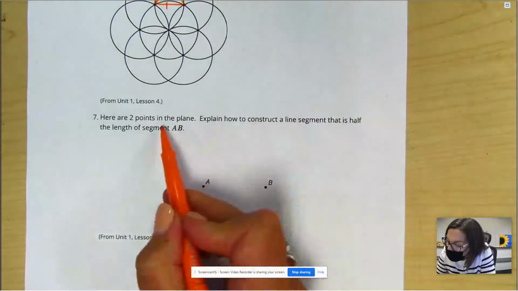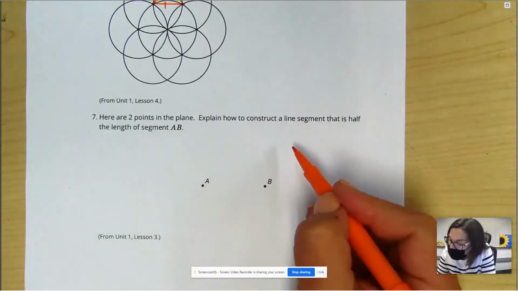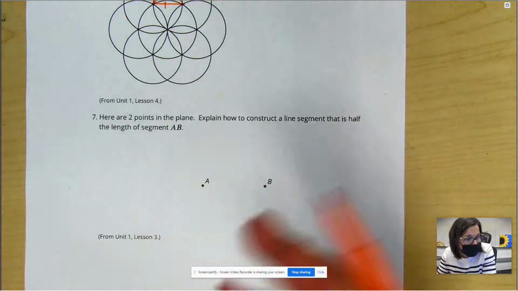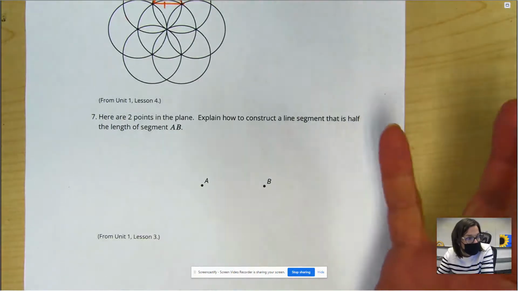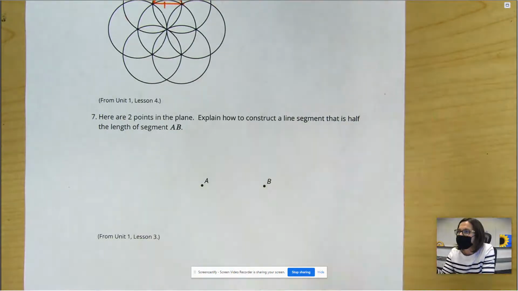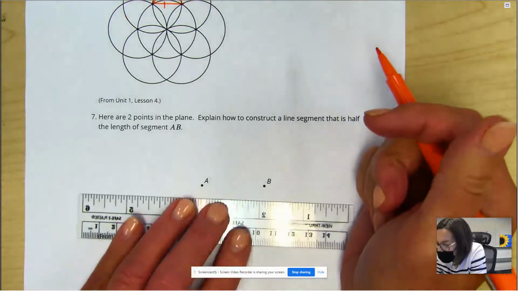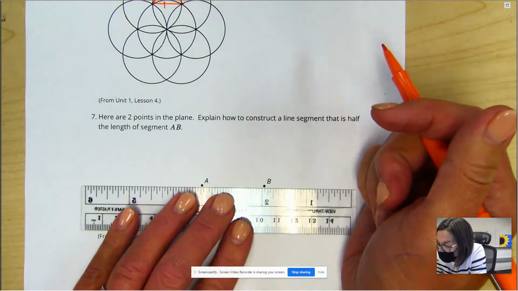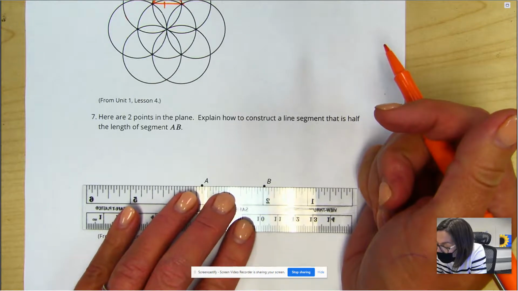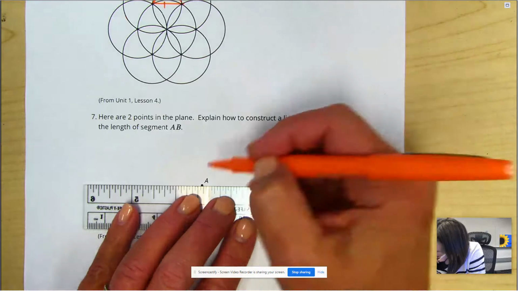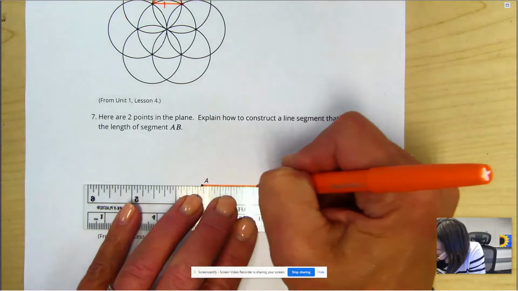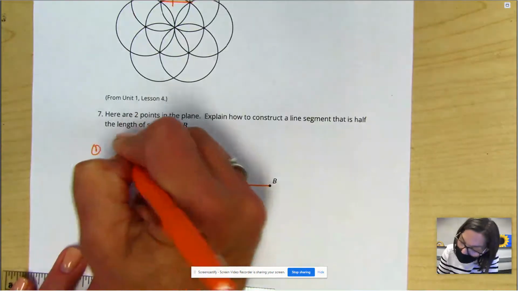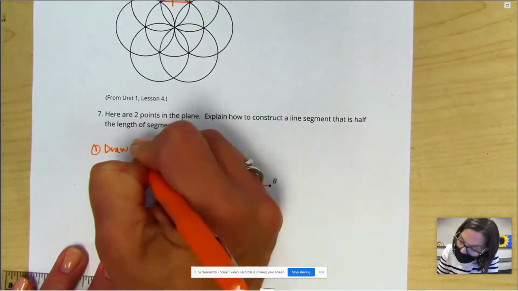Okay, here are 2 points in the plane. Explain how to construct. So I'm going to show the steps without real construction tools, to show you that you could do the constructions even without the tools. So how would you construct a line segment that is half the distance of AB? Well, first of all, I would draw segment AB.